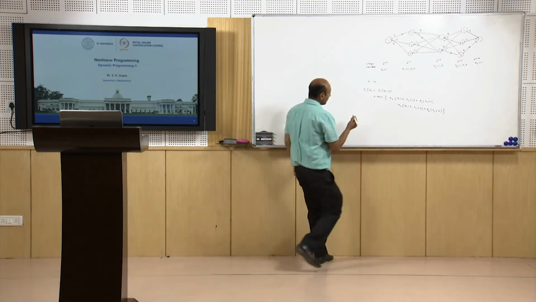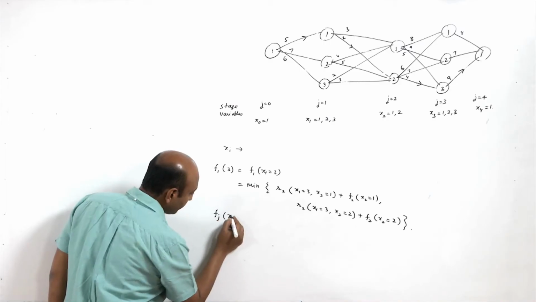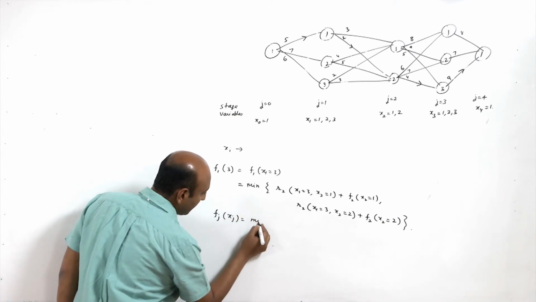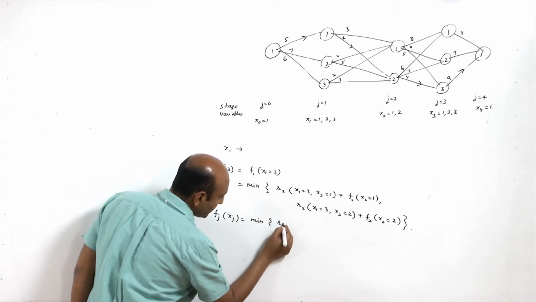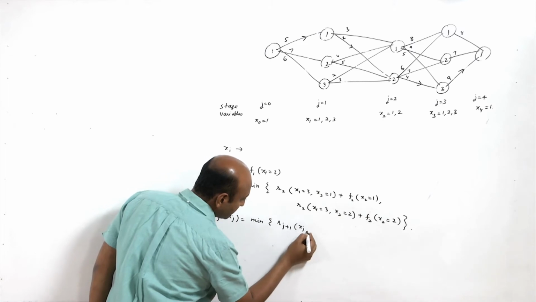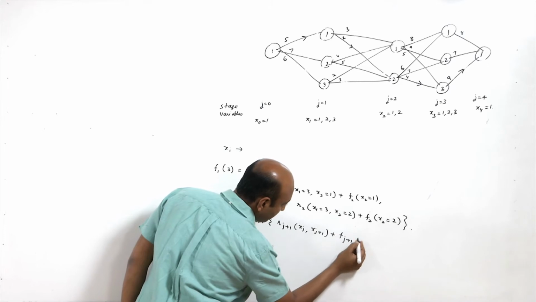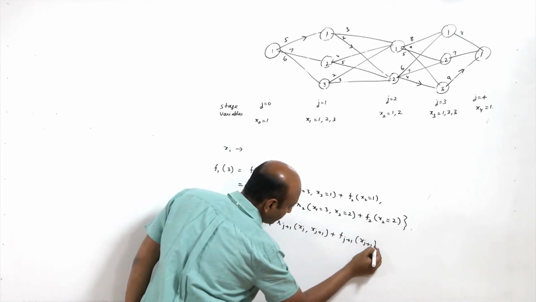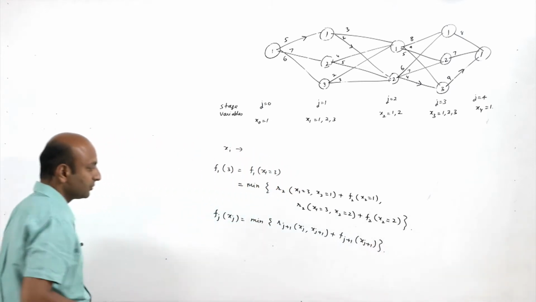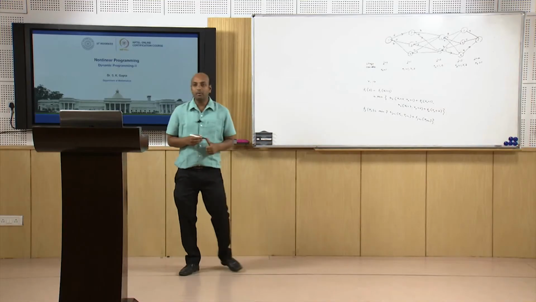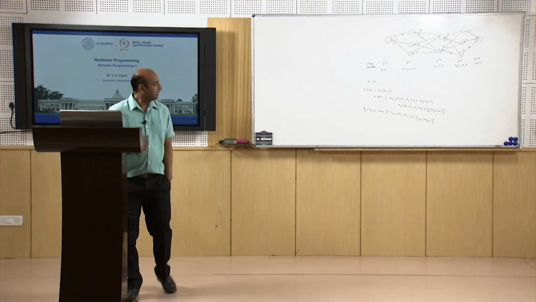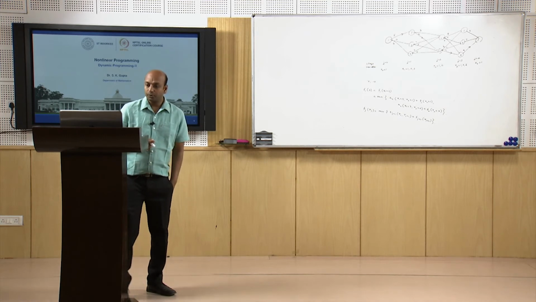So in general how can I define fj xj? It will be the minimum of r j plus 1 x j plus 1 plus f j plus 1 x j plus 1. That minimum will give fj xj.